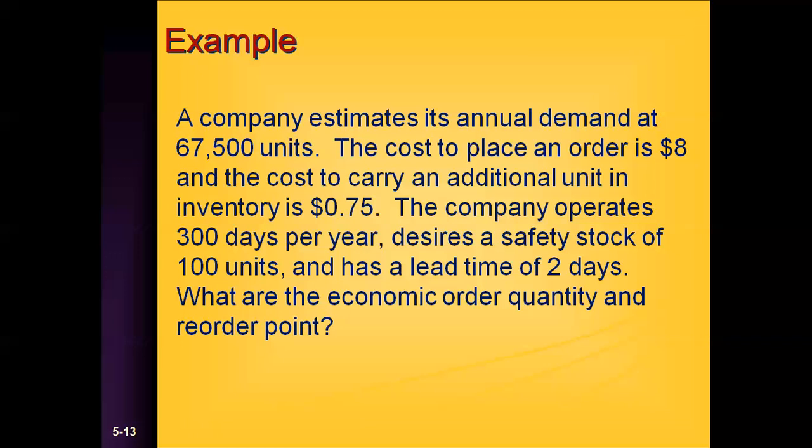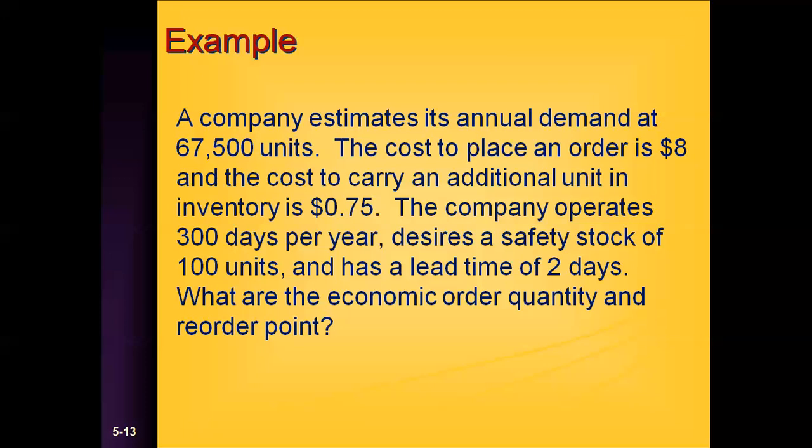So a company estimates that its annual demand, that means the number of units that it actually produces and sells, is 67,500 units. As we talked about, companies track how much it costs to place an order. And the cost to place an order is about $8 per unit. And then there are costs to carry the inventory, to actually hold it in inventory. And in that particular case, that represents about 75 cents per unit.